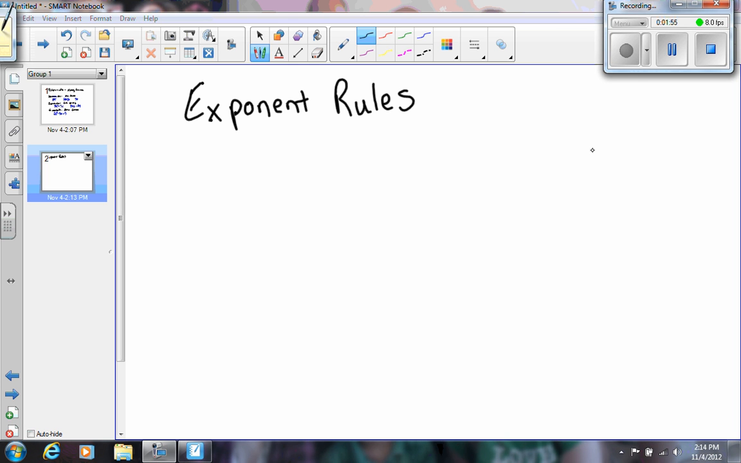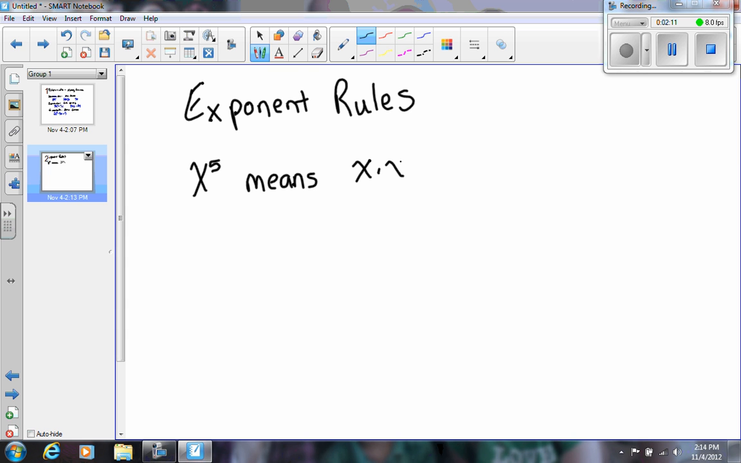Now, before we really get into the new material, we need to review the exponent rules that you would have learned about in Algebra 1, but maybe it's been a while since you've used them. So remember that something like x to the fifth power means x times x times x times x times x. So raising it to an exponent tells you how many times that factor repeats.